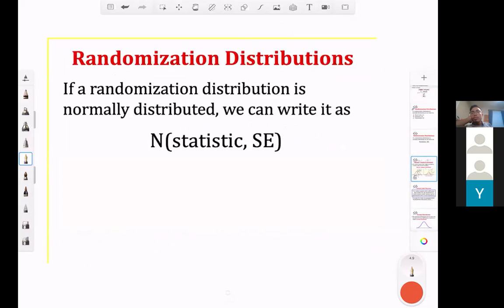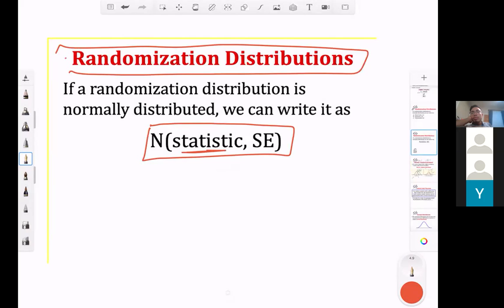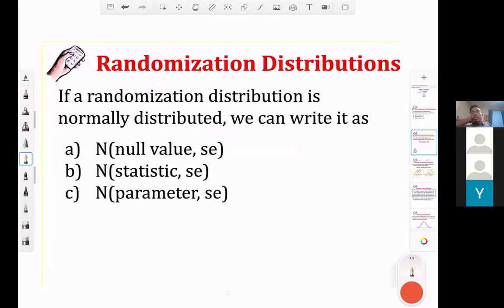All right, randomization distribution. If a randomization distribution is normally distributed, we can write it as N, a statistic, and a standard error. So we're talking about randomization distribution. We can write it as this. One quiz for you guys. If a randomization distribution is normally distributed, we can write it as N with the null value and standard error, statistic and standard error, or parameter and standard error. Which one is correct?